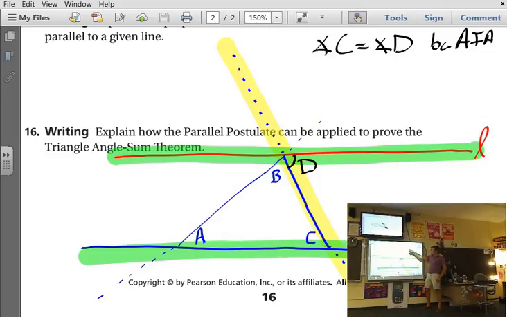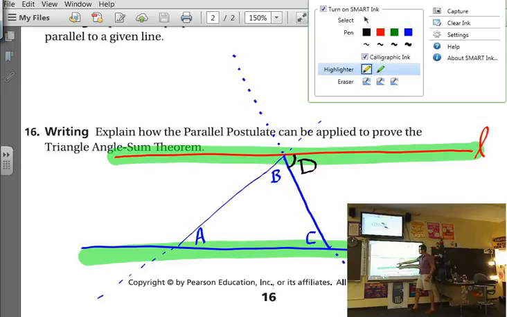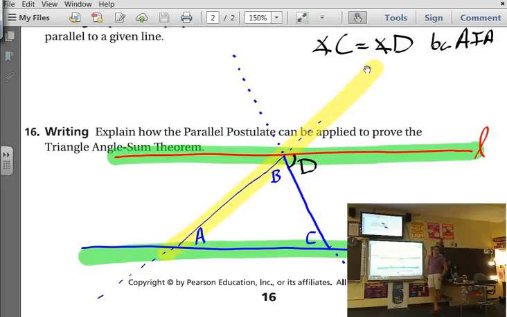So C is equal to D, and D looks like it's on a linear trio with B. If I then forget about my yellow line, do you see where I'm headed here? Yes, I think so. Then we're going to call it E, which is congruent to A. Why? Because of the alternate interior angles.